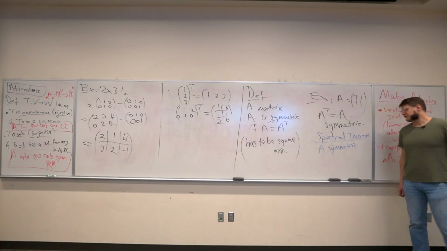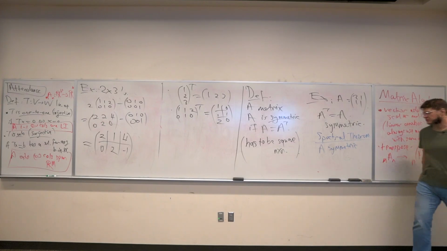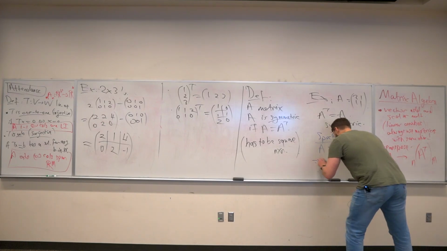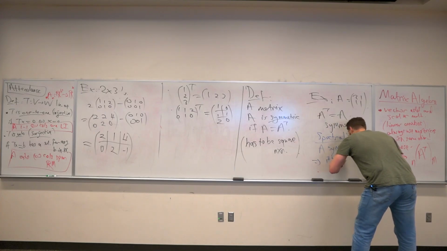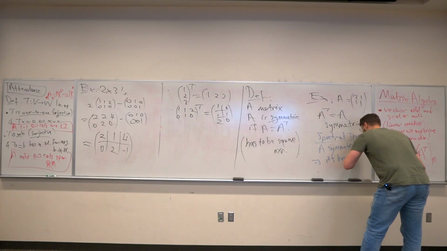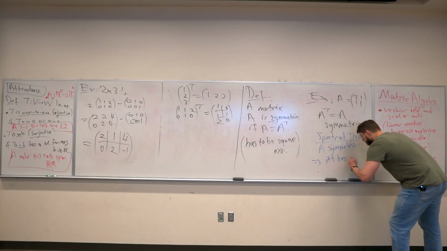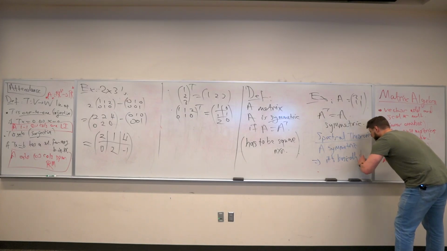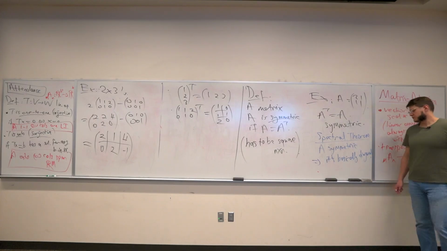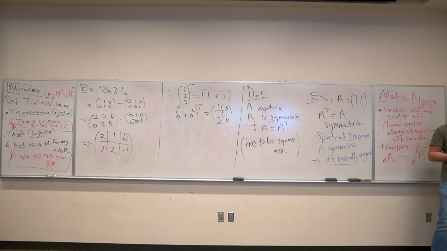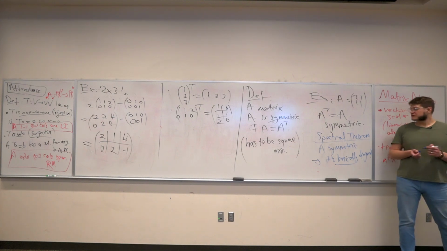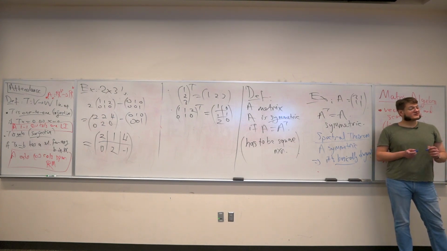If A is symmetric, then it's pretty much diagonal. Basically. We're going to make sense of this later. Okay? So somehow, if you have a symmetric matrix, you get to pretend that it's a diagonal matrix.